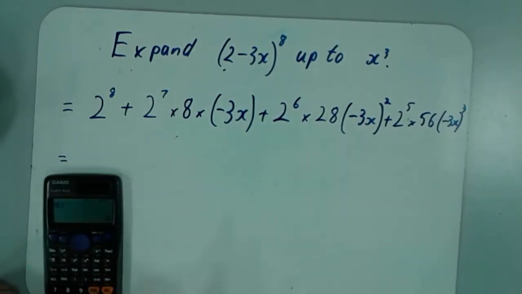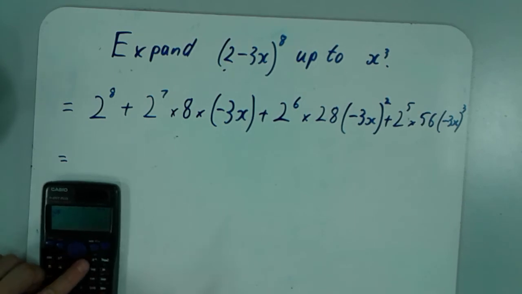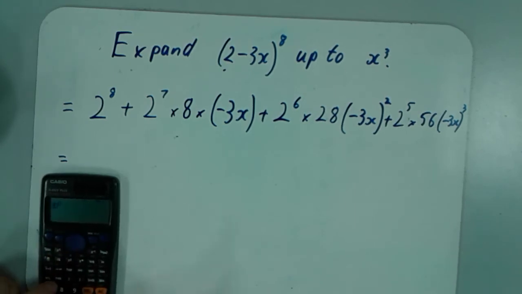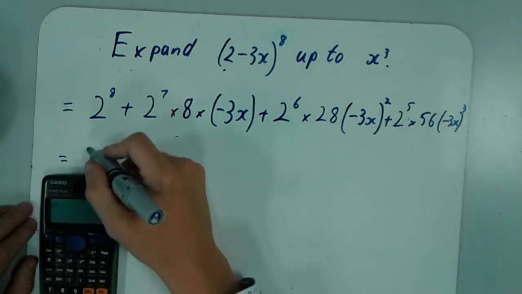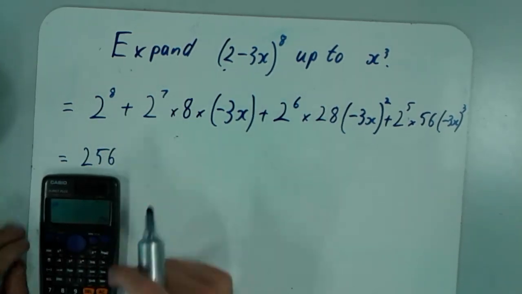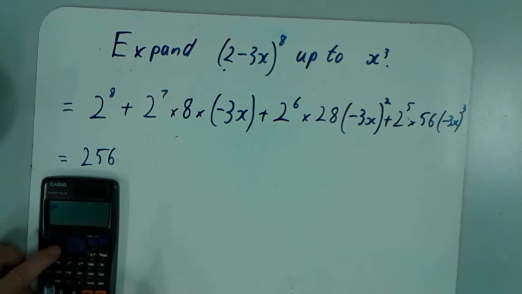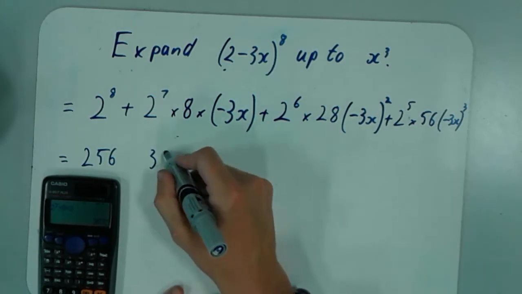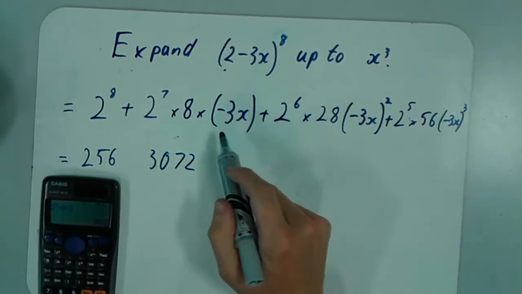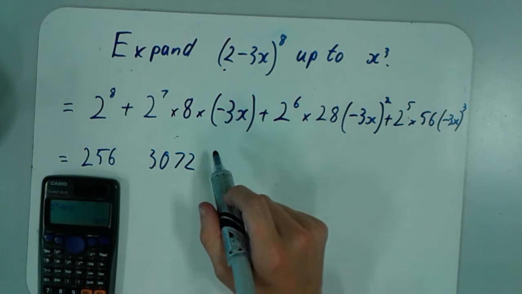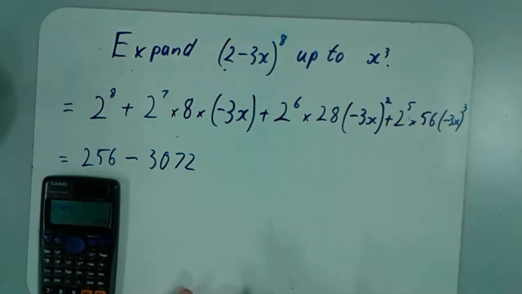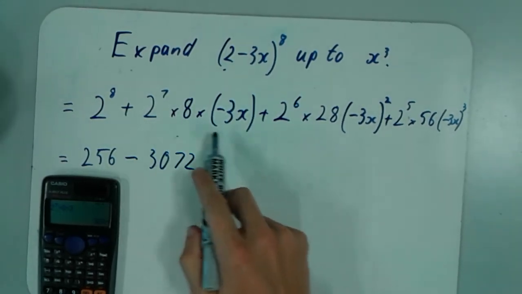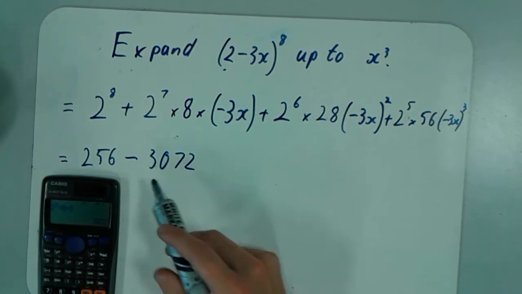Now I can just put all of these into the calculator. 2 to the 8 is 256. Then 2 to the 7 times 8 times 3. Notice that I've not put the negative into the calculator. I always think it's best if you sort out the sign yourself. You've got 1 negative in this, so the term will be negative.